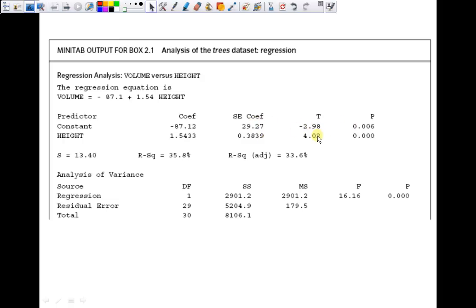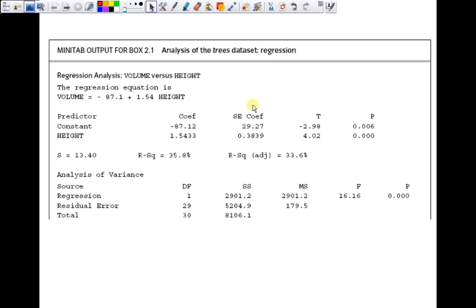But this is the t-value that we use if we test to see if the slope is equal to 0. We'll get into this a little bit more in class, but we get a t-value of 4.02 and a p-value. This is testing exactly what we showed earlier. Is the slope equal to 0 versus the slope not equal to 0? So we have a low p-value, which gives us evidence to reject H0, or evidence that the slope is not equal to 0.